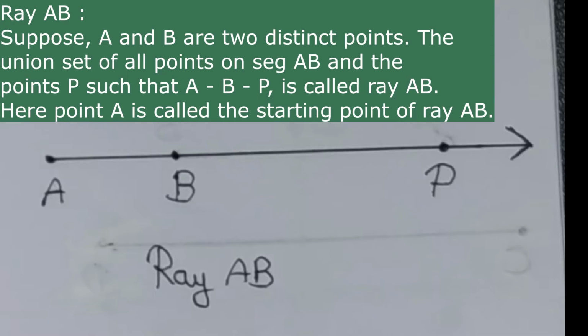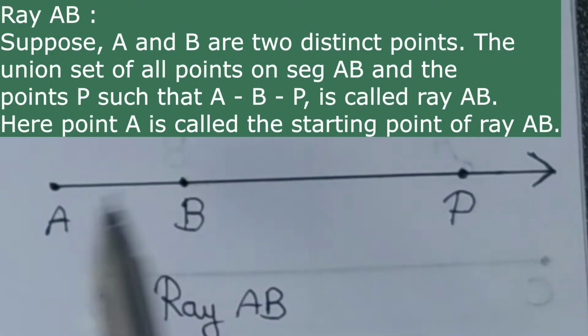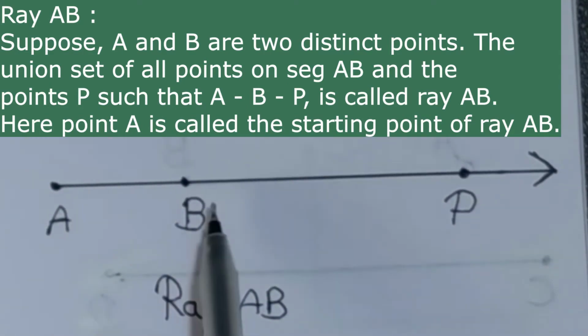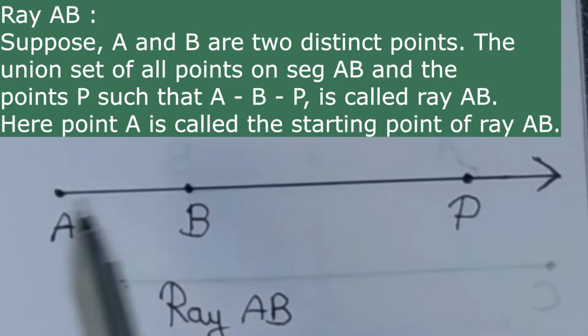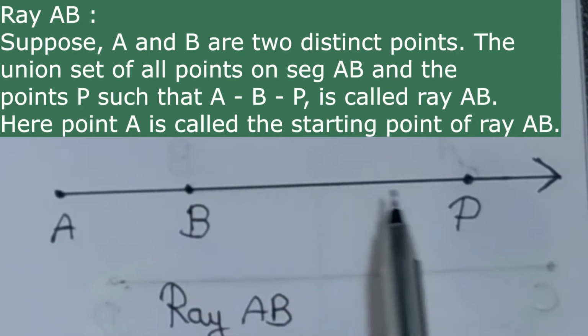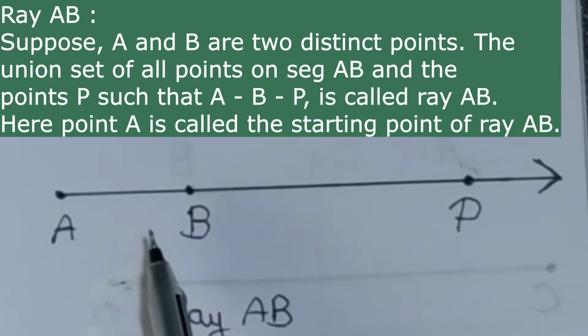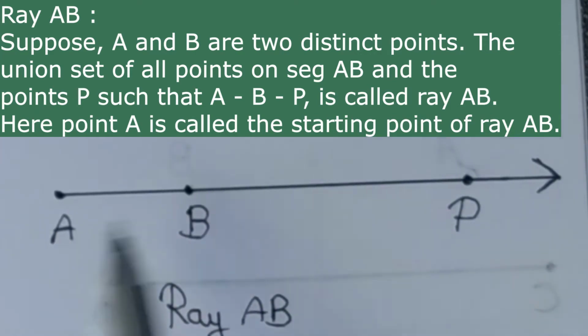Suppose A and B are two distinct points. The union set of all points on segment AB and the points P such that A-B-P is called ray AB. Here point A is called the end point of ray AB. Suppose A and B are two distinct points, meaning A and B are two different points. The union of the set of all points on segment AB and all points P such that A-B-P is called a ray.